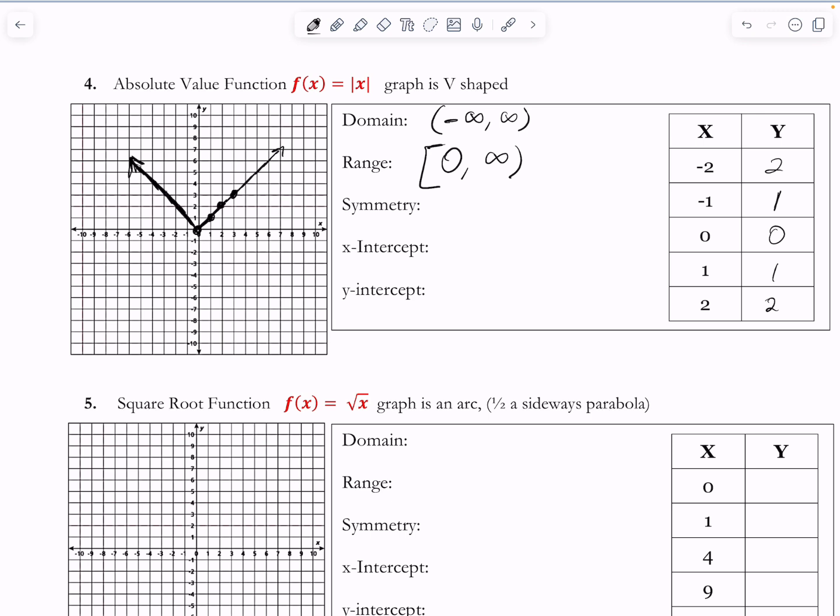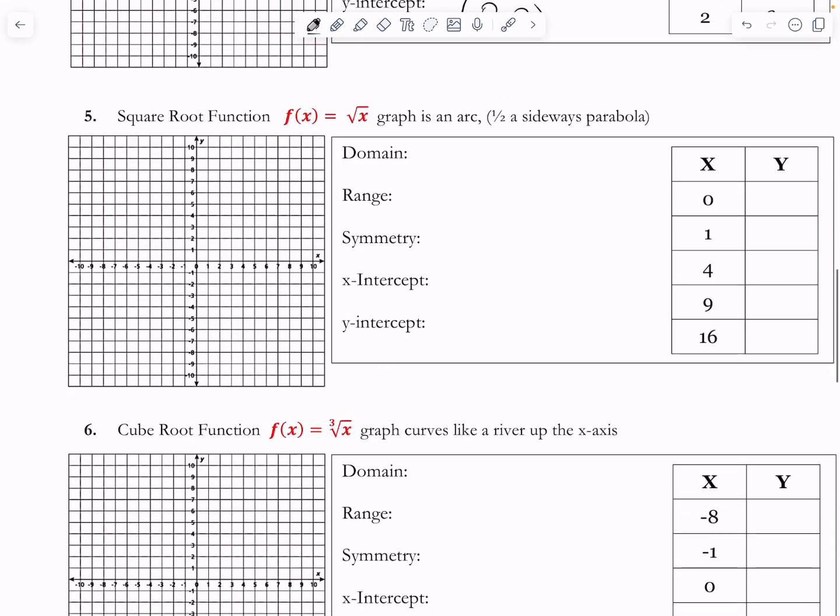In terms of the symmetry, it has y-axis symmetry, and this is another even function. The x-intercept is the origin, as well as the y-intercept. All right, let's do the square root function.